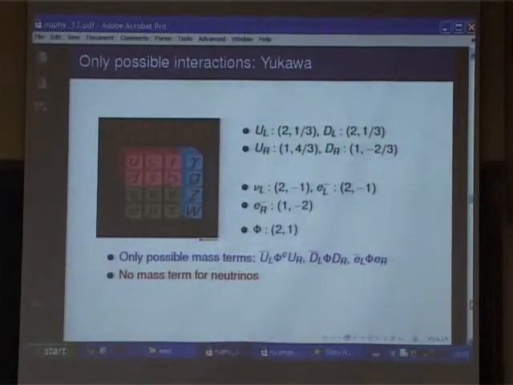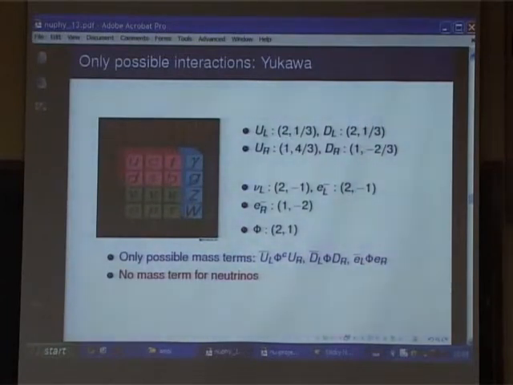So how do we figure out what the mass terms are? Before that, we should get familiar with this notation. You already know what this means. The two numbers that you see in brackets: the first number tells you about SU2, whether it's a doublet or a singlet. Whenever I have 2, it's a doublet. Whenever I have 1, it's a singlet.